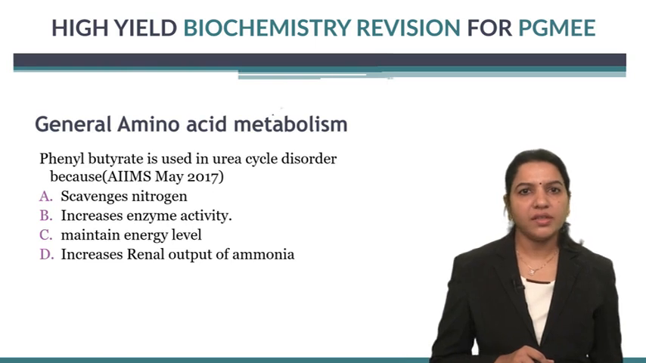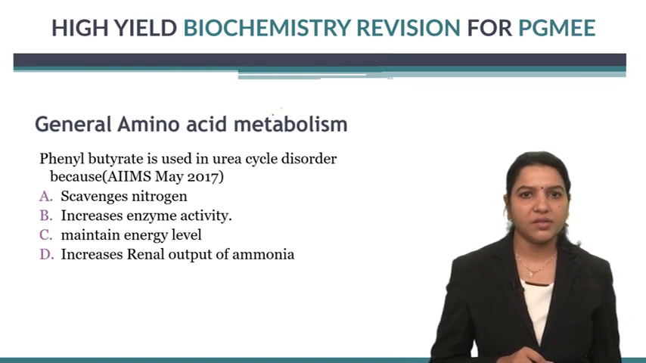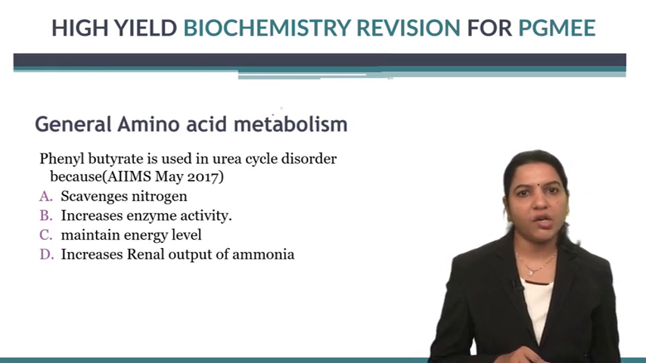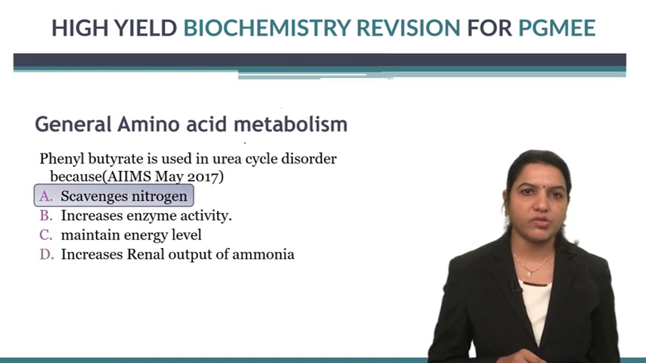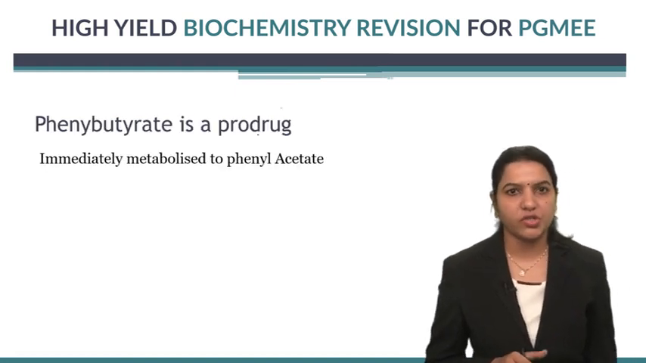Now a question in the general amino acid metabolism. Phenyl butyrate is used in the urea cycle disorder because... The options are: scavenges nitrogen, increases enzyme activity, maintains energy level, increases renal output of ammonia. The answer here is it scavenges nitrogen. We'll see how phenyl butyrate scavenges nitrogen.